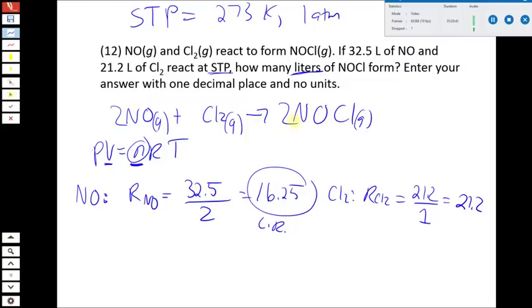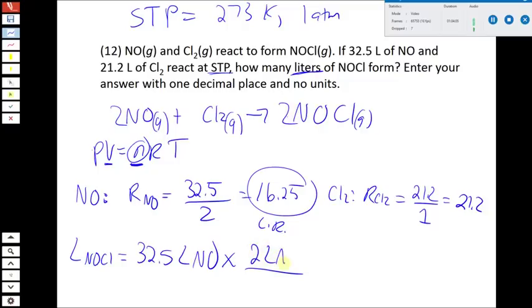And then if we want to calculate the volume of product that forms, the liters of NOCl, we can do that directly now without even going through moles. So liters of NOCl is going to be 32.5 liters of our limiting reactant NO, which is our starting point, and then we're going to use these coefficients as volume ratios for a gas phase reaction, which works just fine. So 2 liters of NOCl is going to form for every 2 liters of NO that react, because they both have coefficients of 2. And so that's just going to give us the same number, 32.5 liters of NOCl.